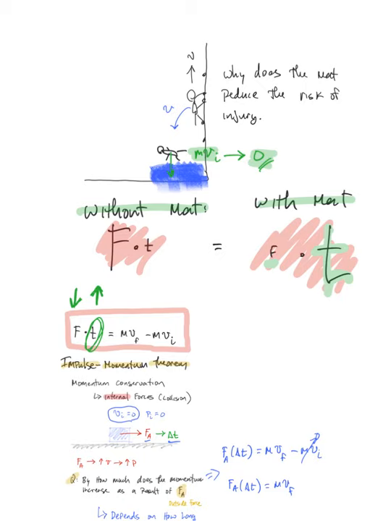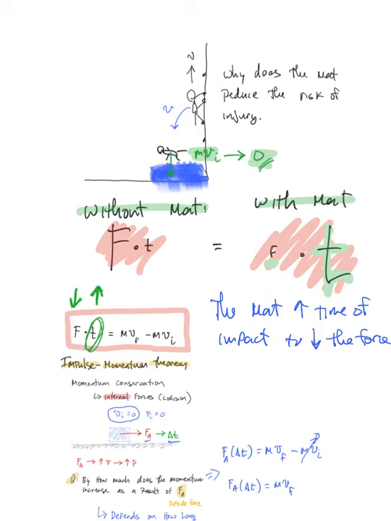So we could even write that out. Let's use a pen. The mat increases the time of impact to decrease the force. I hope that intuitively makes sense.